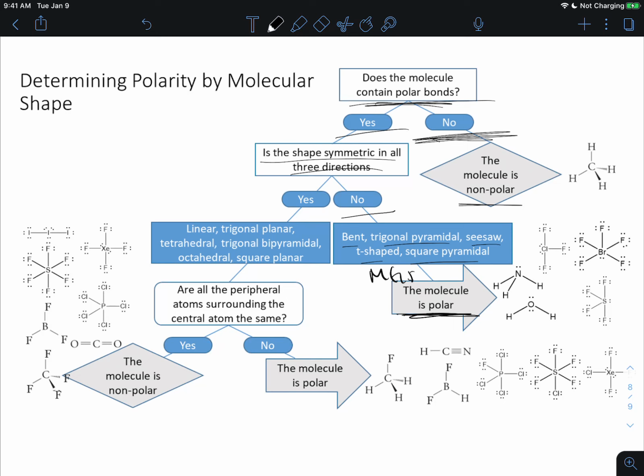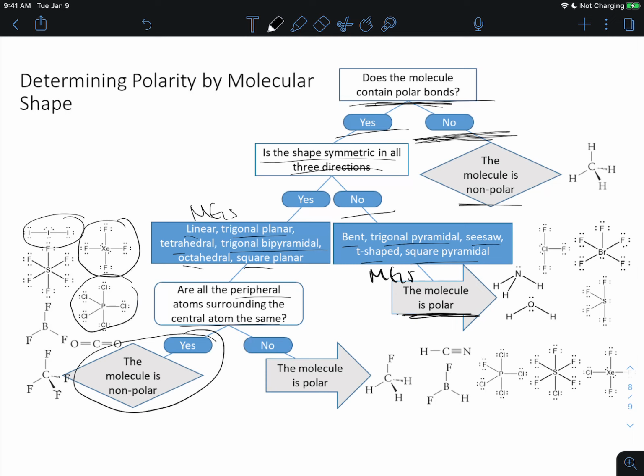If you have one of our molecular geometries that are considered symmetric in nature, that's going to include linear, trigonal planar, tetrahedral, trigonal bipyramidal, octahedral, and square planar. All of those are considered molecular geometries that are going to be symmetric in nature. These, as long as your peripheral atoms are the same, you're going to have a nonpolar molecule. So all of your peripheral atoms, if they are all the same atom, you will have a nonpolar molecule.